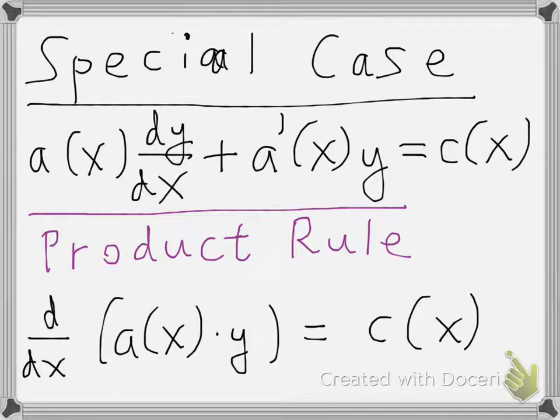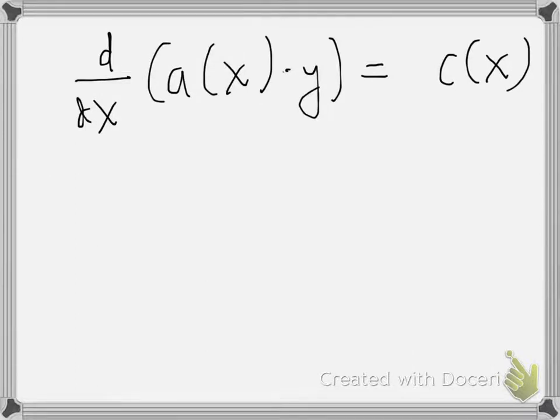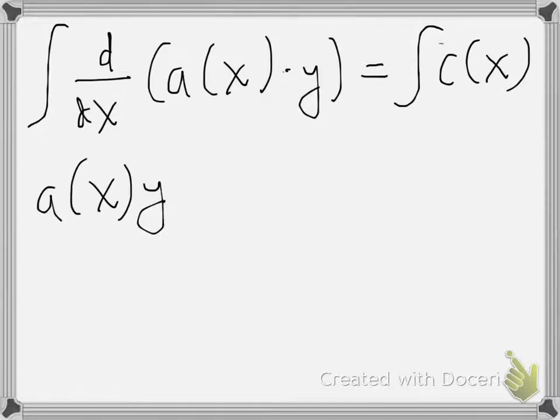So if we carry this through and we remember the fundamental theorem of calculus, we can integrate both sides of the equation, derivative with respect to x of a of x times y equals c of x. So if we integrate each side of the equation with respect to x, okay, and we remember that the integral of the derivative of something is actually just the something you start with. So the left-hand side just becomes a of x times y, and the right-hand side becomes the integral of c of x dx.